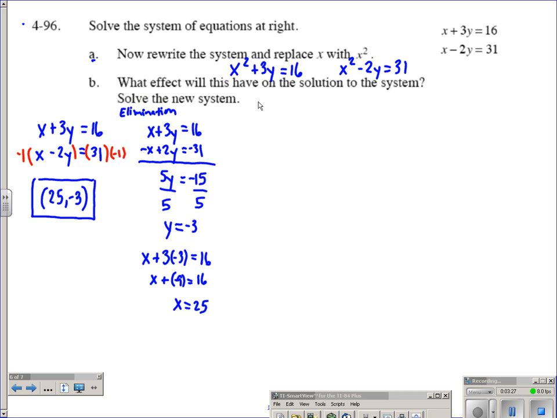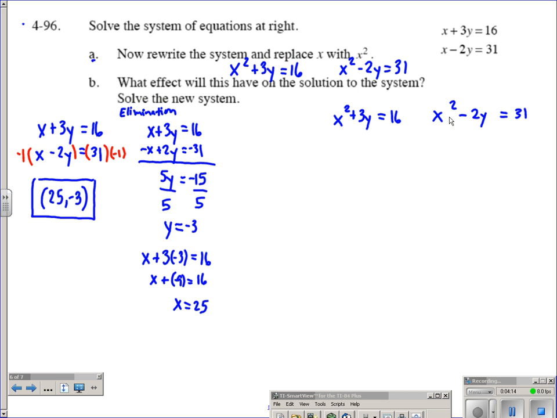So we want to solve this now. They're asking us to solve it. Once again, you can do whatever method you want to do. I'm going to rewrite it here. Probably should have written it down here to start, but this is the answer for part A. So x squared minus 2y equals 31. It's your choice whichever way you would like to solve it. I could do elimination again, or we could also do substitution. Since we did elimination on the left side, maybe I'll do substitution on this one.